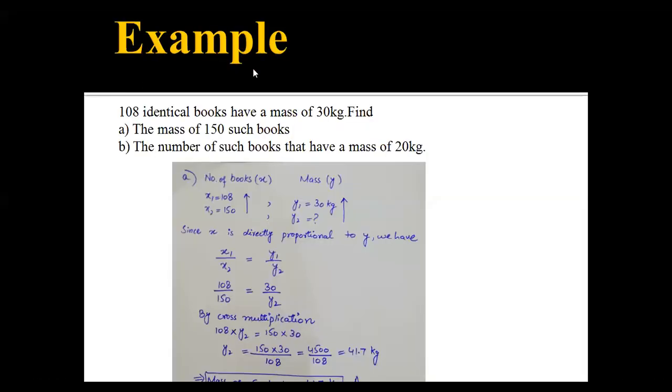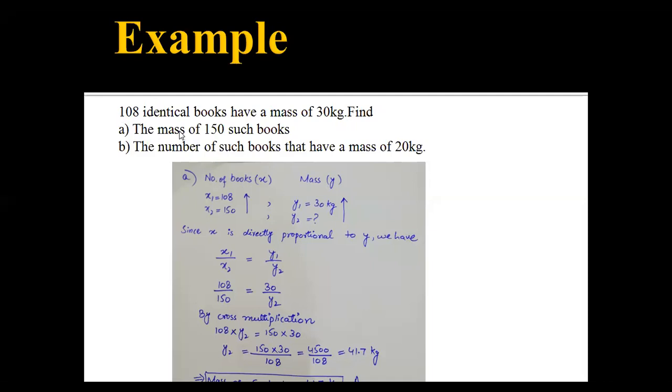Okay, let's discuss an example. 108 identical books have a mass of 30 kg. Find part A, the mass of 150 such books, and part B, the number of such books that have a mass of 20 kg. Let's denote the number of books by variable x and the mass of the books by variable y.